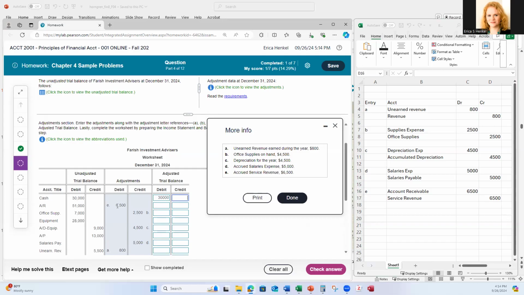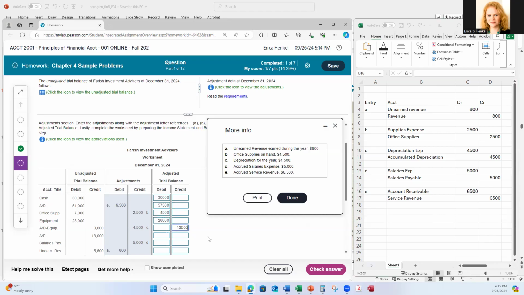So here, 51,000 plus 6,500 gets me 57,500. 7,000 minus, so this is a debit and this is a credit. So this is going to offset this. So 7,000 minus 2,500 is going to get me the $4,500 balance that I wanted to have that we talked about earlier. So this is going to be 28,000. So here we've got two credits, 9,000 and 4,500. So those will add together.